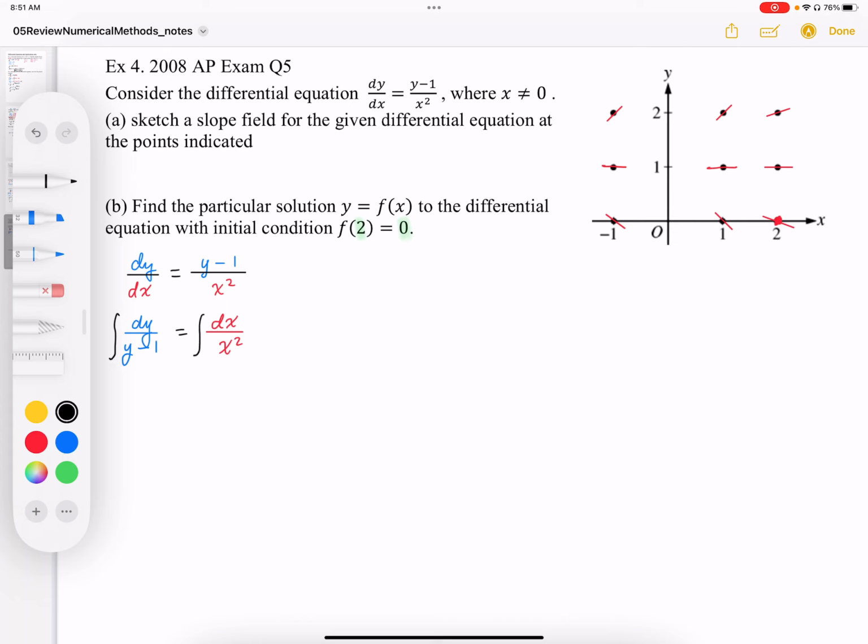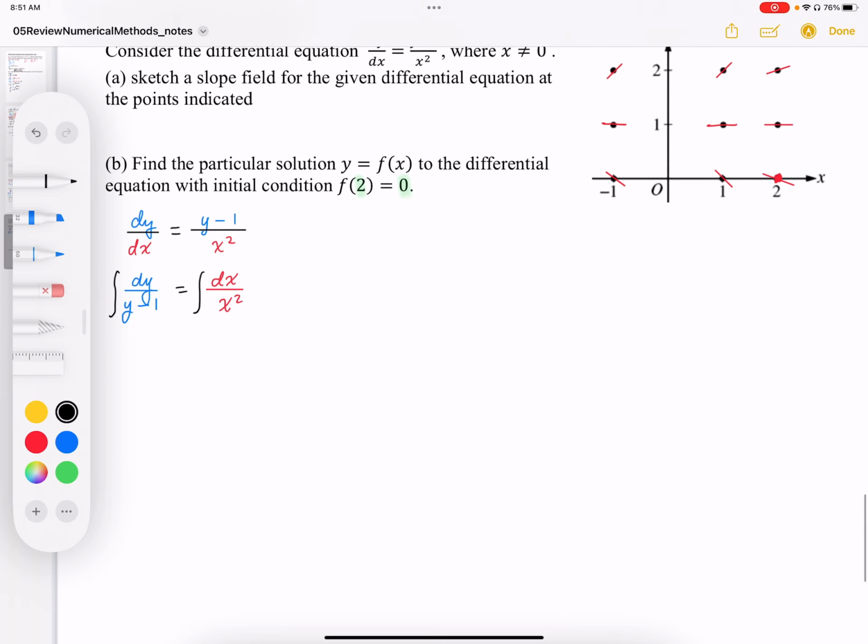And when I integrate dy over y minus 1, I have to recognize that is a special case log. So I have my log function, so it's going to be the log of the absolute value of y minus 1. And that's going to be equal to, well, 1 over x squared is a power rule. x to the power of negative 2 becomes x to the power of negative 1. So it's going to be 1 in the numerator and x in the denominator. And because it's a negative power, I have to account for the chain rule, and I'm going to end up with a negative. So I get negative 1 over x. Don't forget the plus c, which we're going to solve for.